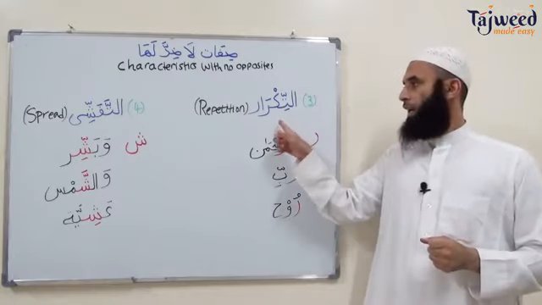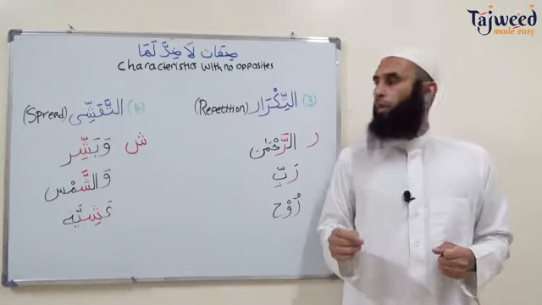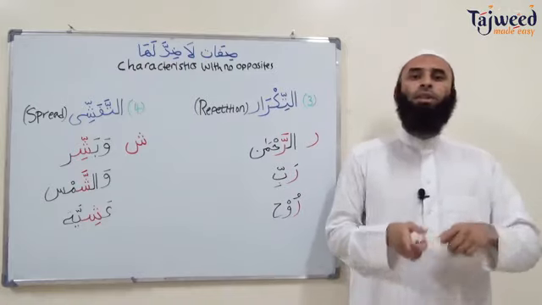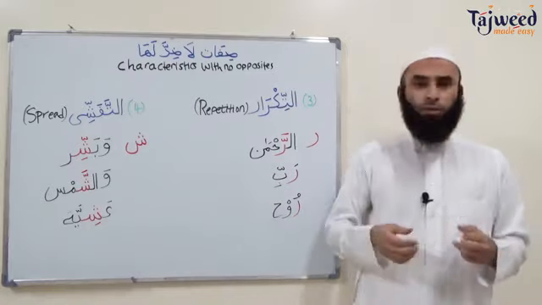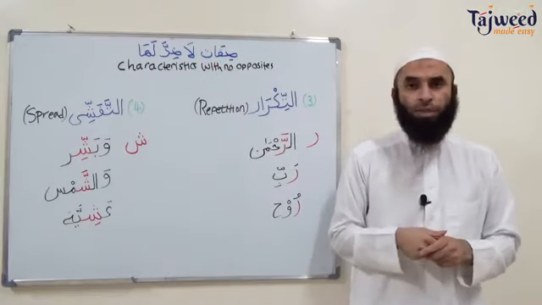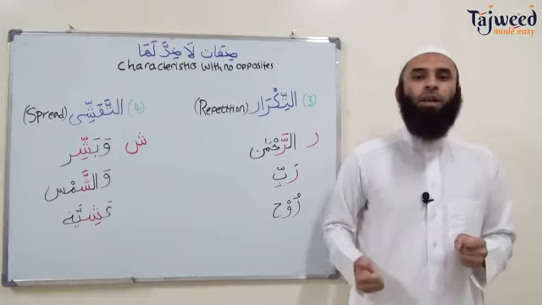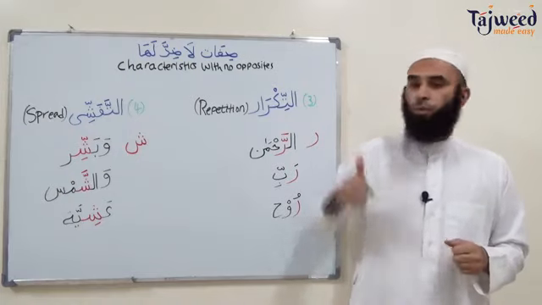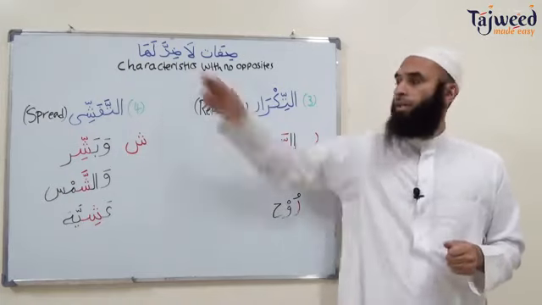Today we looked at at-Tikrar and at-Tafashee. Inshallah, in the next lesson, we're going to look at the last two characteristics, so we're going to finish this topic, sifat la ضد لها, characteristics that have no opposite. We're going to look at the qalqala and the ghunna, inshallah, which are the two last characteristics of sifat la ضد لها.